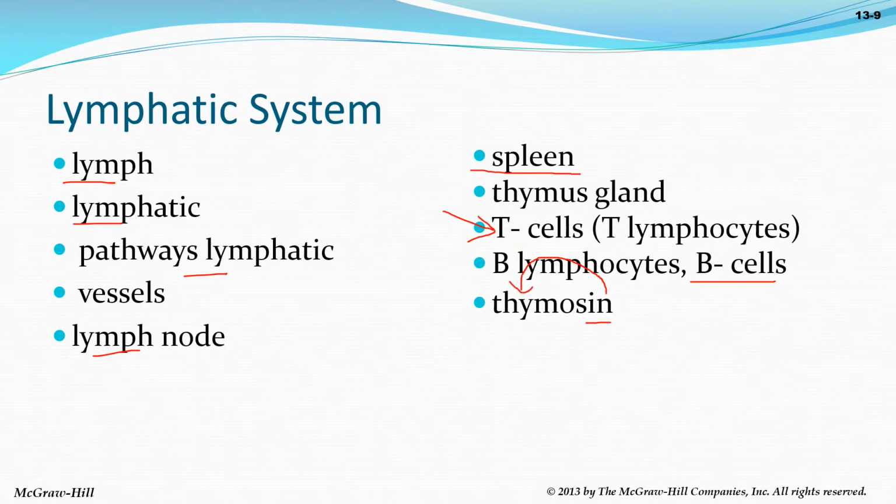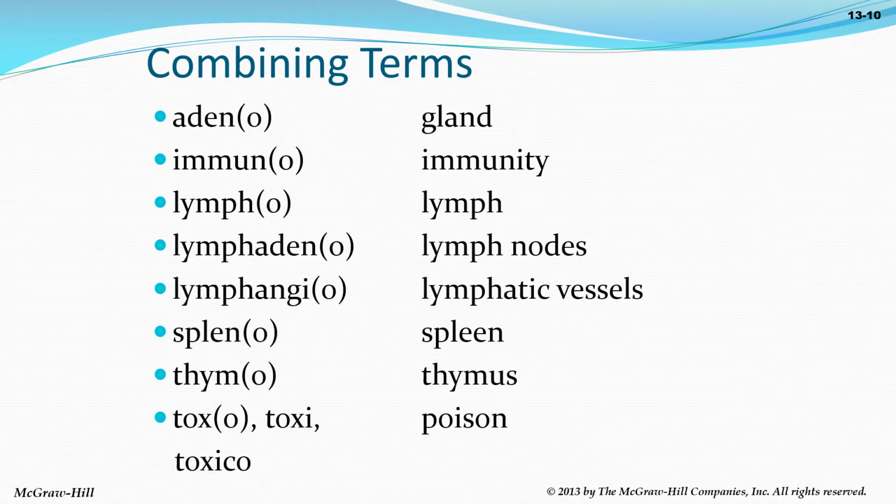How do you spell the word root for spleen? How many E's? Just one, right? So remember, the word has two E's, spleen. The word root is just splen. Adeno we had already. Immuno is easy. Lymph. Lymphaden. So again, kind of like a gland because it produces excretions, in this case cells. Angio is a vessel. In this case it's a lymphatic vessel. And then here, one E for the word root for spleen.